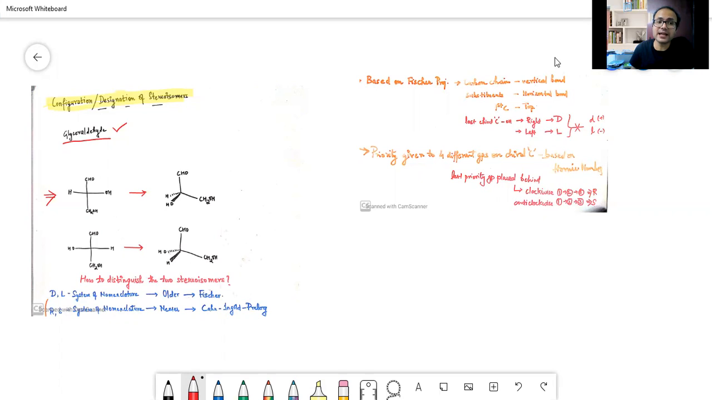Now, if I ask you, what is the name of this particular isomer and what is the name of this particular isomer, you would find it difficult to name them, because both of them would be named simply glyceraldehyde. How are you going to distinguish between this isomer and this isomer? So that's why we require a certain system of nomenclature to name these stereoisomers.